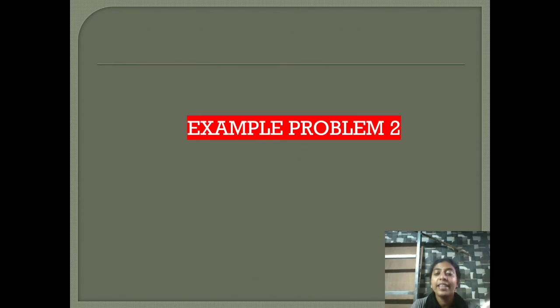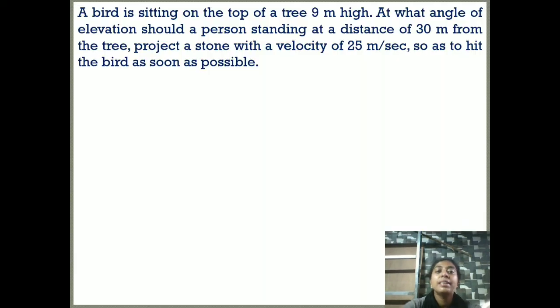We will go for the next problem. A bird is sitting on the top of a tree 9 meters high. At what angle of elevation should a person standing at a distance of 30 meters from the tree project a stone with a velocity of 25 meters per second so as to hit the bird as soon as possible?